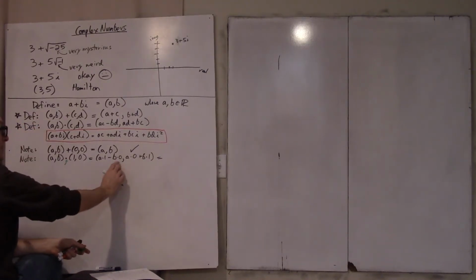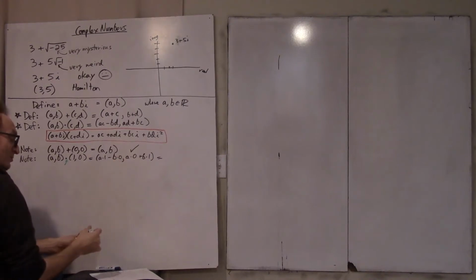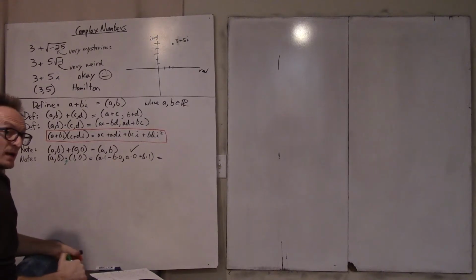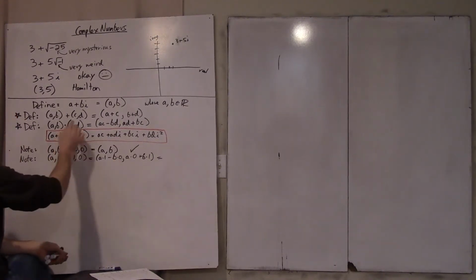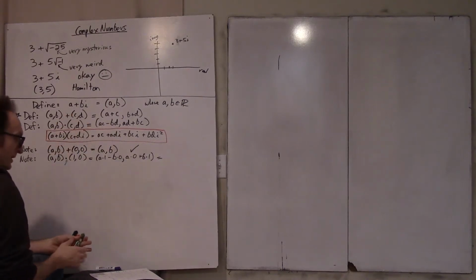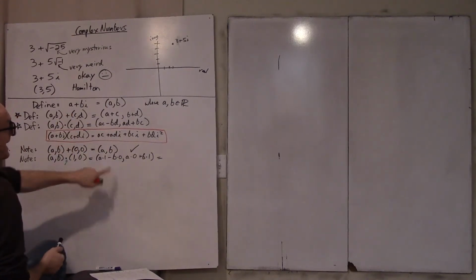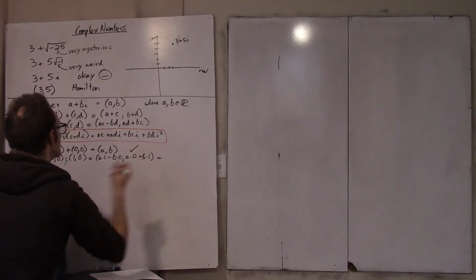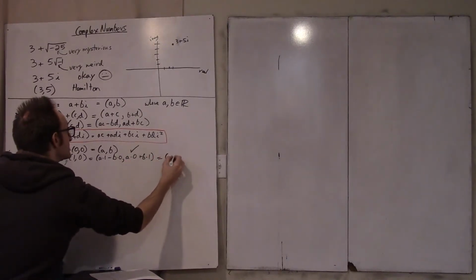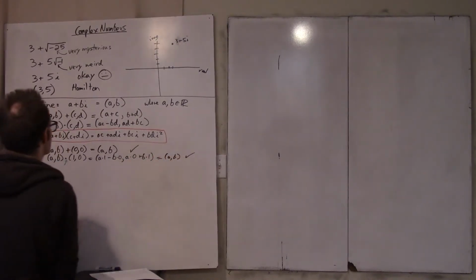But this dot is just the dot of basic real number multiplication, because the elements of the ordered pairs are all real numbers. Anyway, what do you get here? Of course, you get A, comma B.